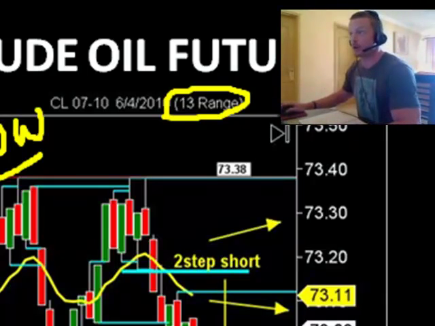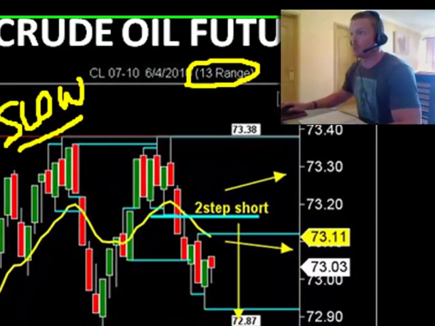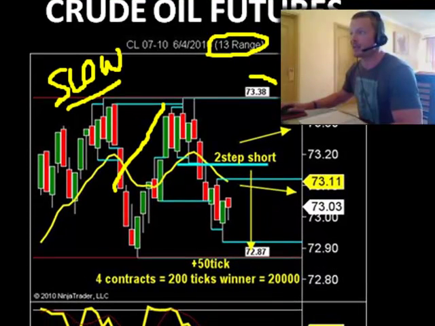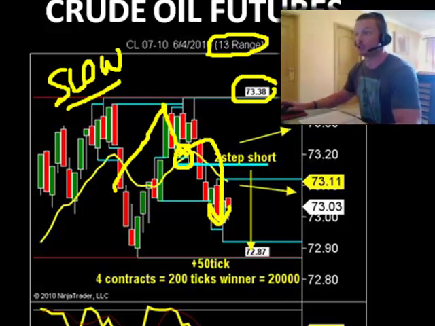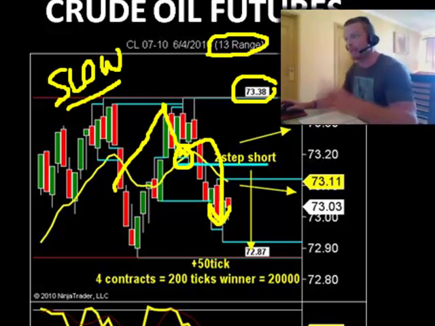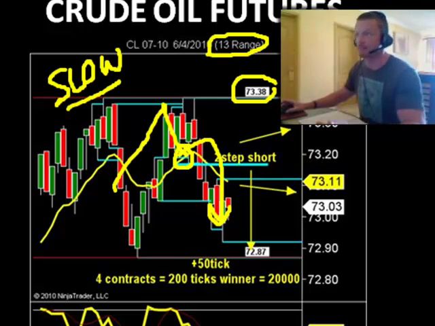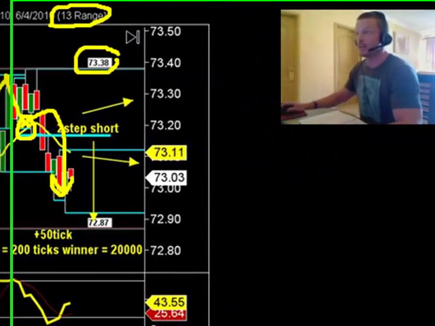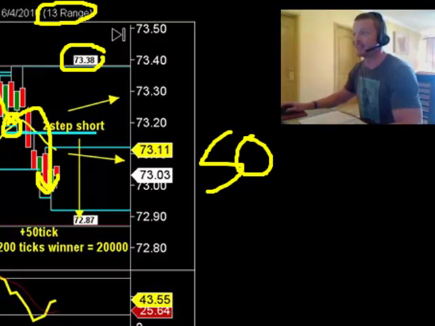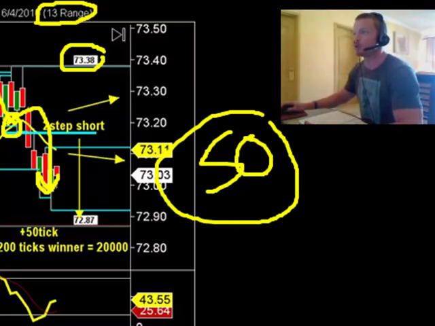Be a day trader. In this case, we come up, we bounce off the high here at 38, we mark up our swing low, there it is, and we break below that swing low. It's called a 2-step pattern short, guys. It's the same pattern we take across any time frame, and this one, nice big 50-tick winner here. On 4 contracts, that's a $2,000 trade right there.